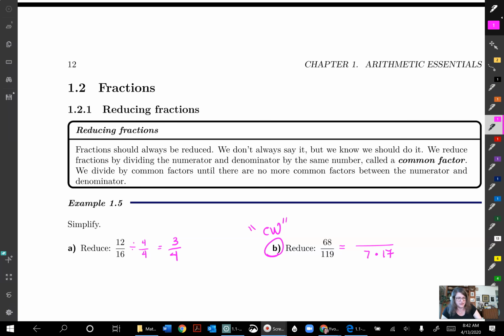And 68 actually breaks down to 4 times 17. So that's one thing for the bigger numbers, till you get used to familiarity with the numbers that you're using. You can use your calculator to kind of play around with that. Then we see that 17 over 17 would really reduce to 1. So we're left with 4/7 for our answer.